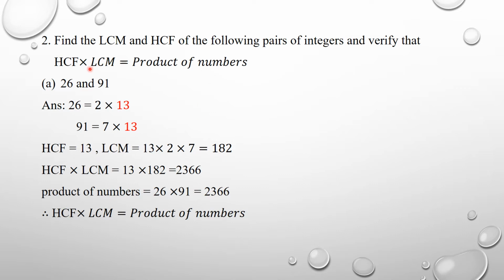To verify the relation HCF into LCM is equal to the product of numbers, let us find HCF into LCM, which is 13 into 182, and the answer is 2366. The product of the numbers is 26 into 91, equal to 2366. Therefore, we can say HCF into LCM is equal to the product of the numbers.